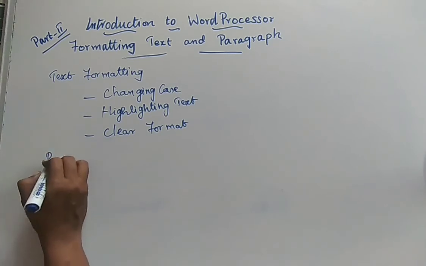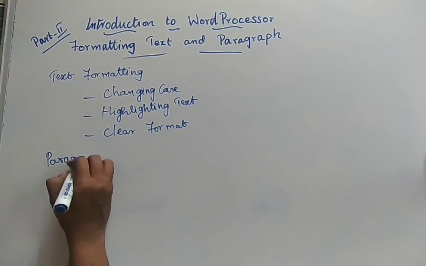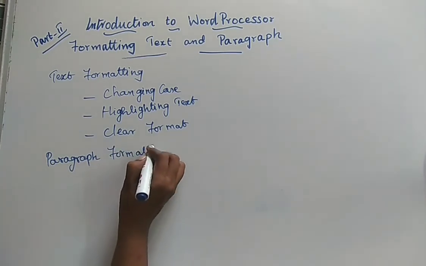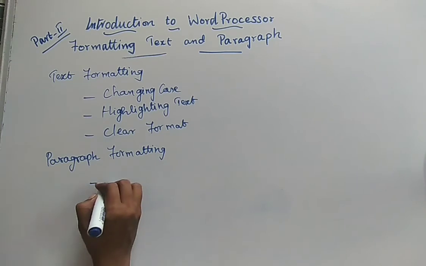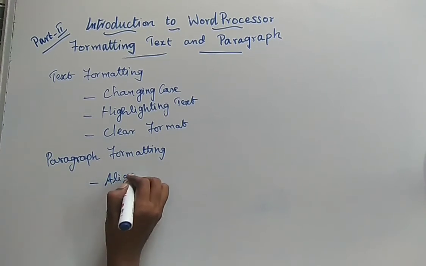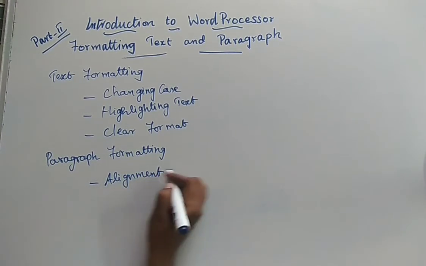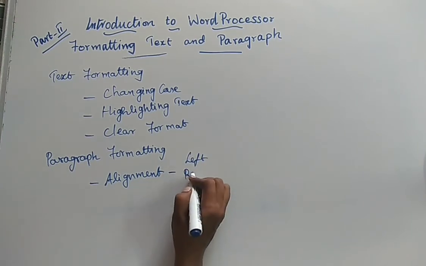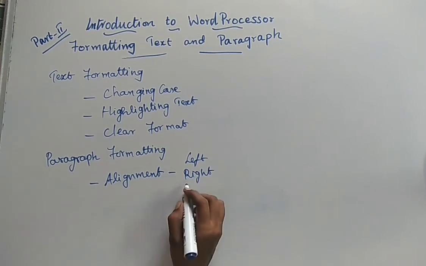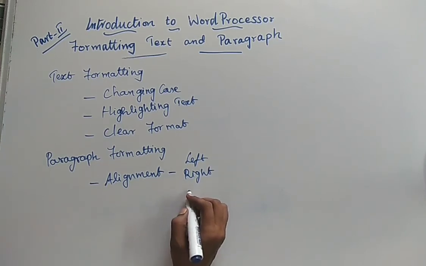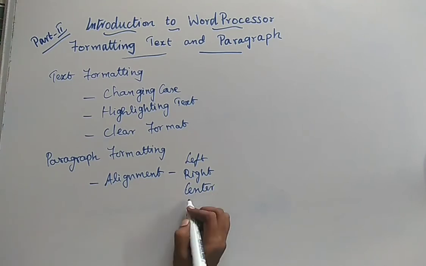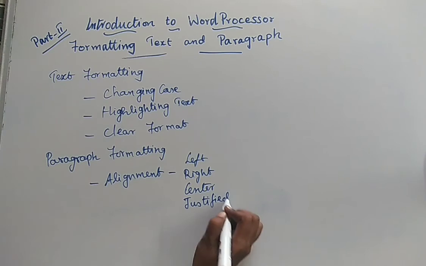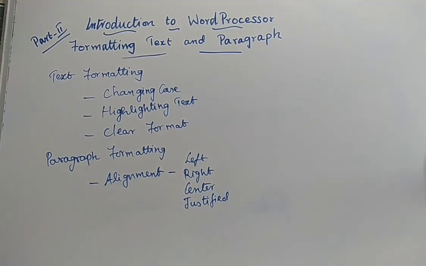Next we started discussing paragraph formatting. Under paragraph formatting, the first is alignment, that is paragraph alignment. How many types of paragraph alignment are there? First left, next right, next center, and next justified. So these are the 4 types of alignment under paragraph formatting.